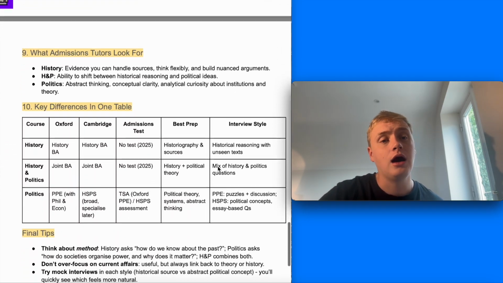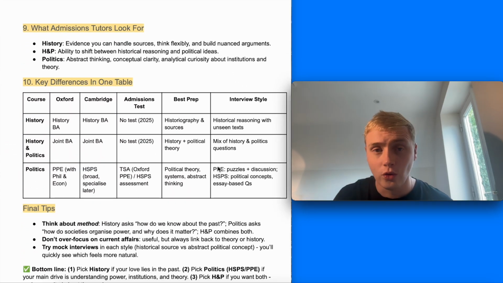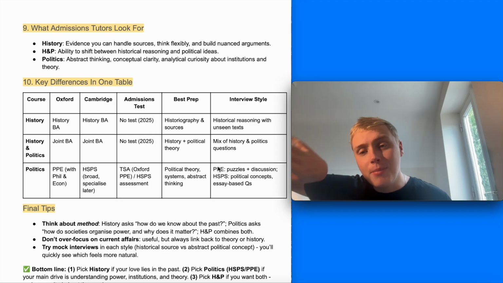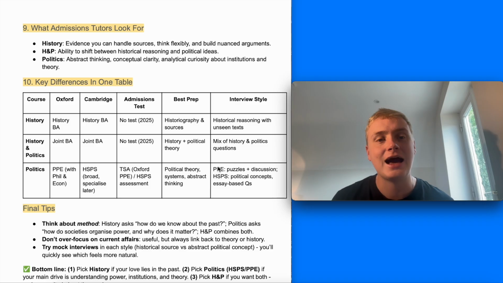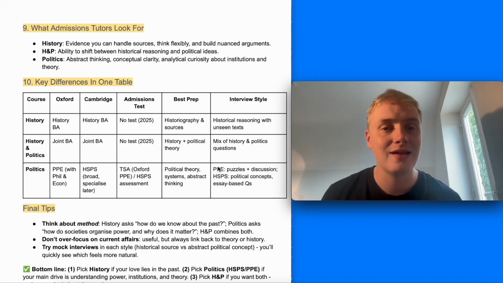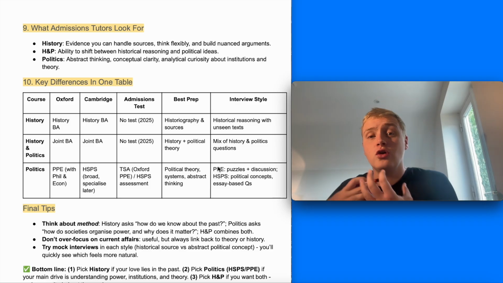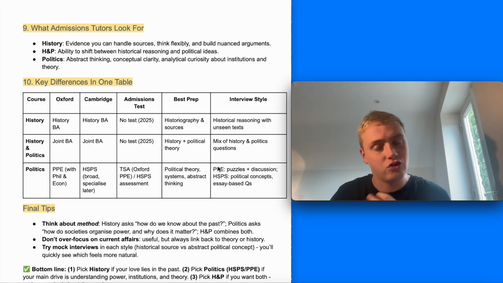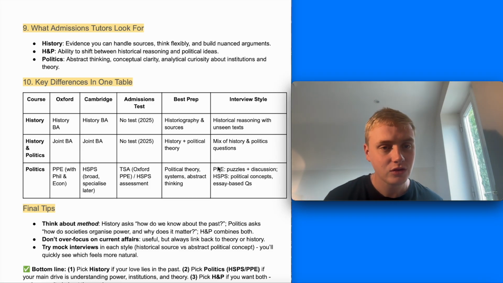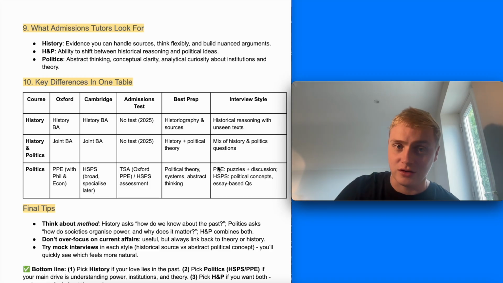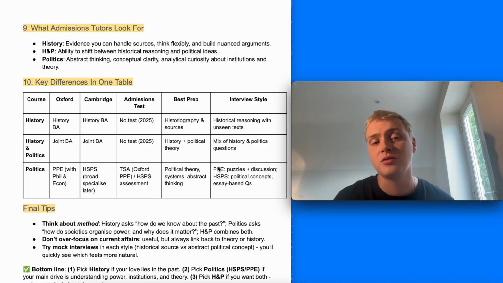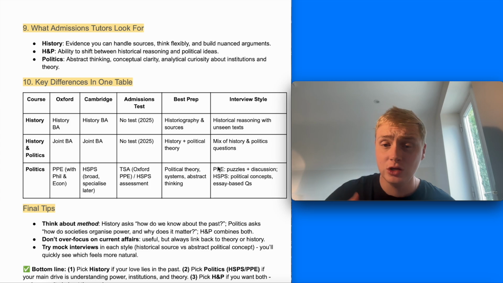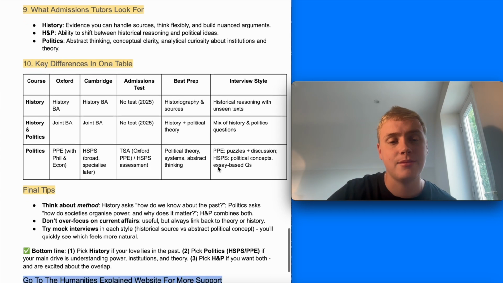Admissions tutors are looking for evidence that you can handle sources, think flexibly, and build nuanced arguments for history; the ability to combine history and politics for history and politics; and abstract thinking, conceptual clarity, analytical curiosity for politics. But for all of these, you should have these skills, and curiosity is really, really important for all of them. We've gone through this, but we've got the key differences in one table if you want to pause and have a look at it, and some final key tips then.